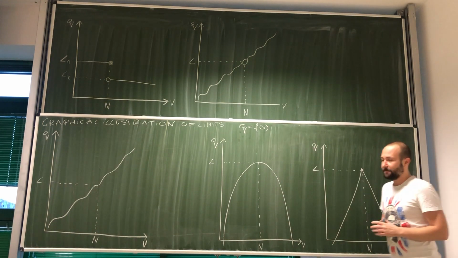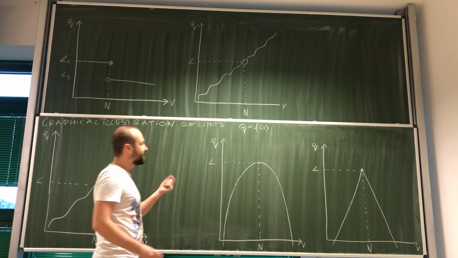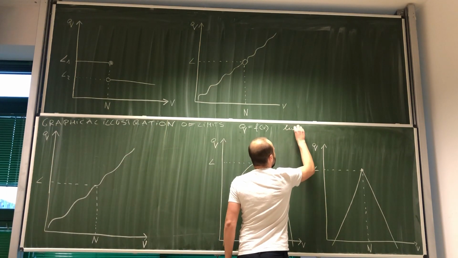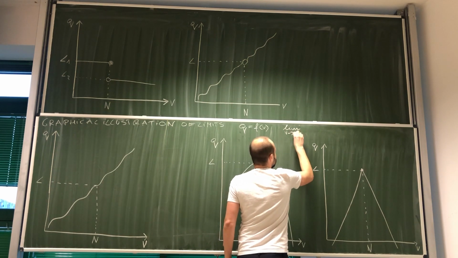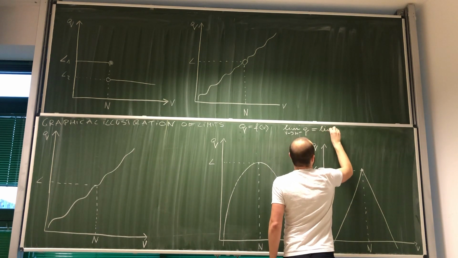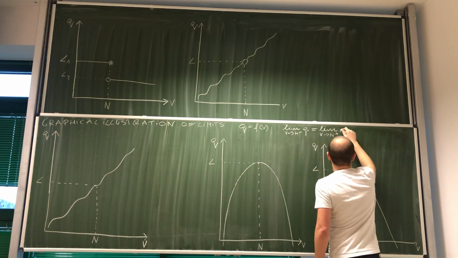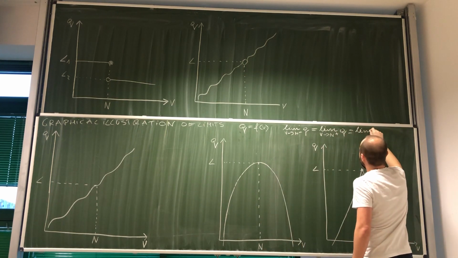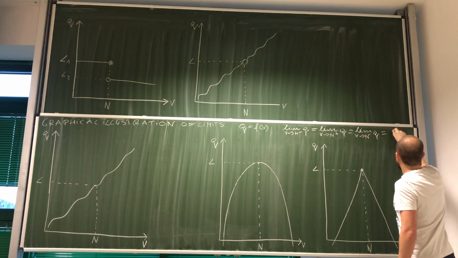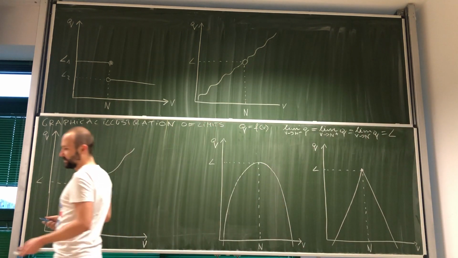Okay, so we said that the function possesses a limit if the limit from the left-hand side, the left side limit, is equal to the limit evaluated from the right side. Then we say the limit with v approaching some n of q is equal to some l. Look, how would we see this on a function?